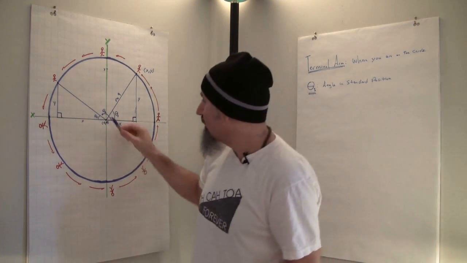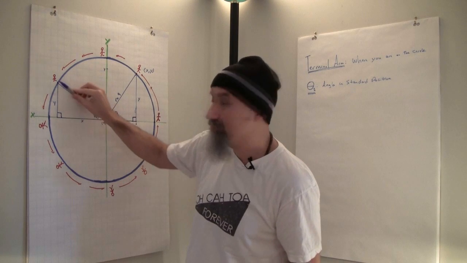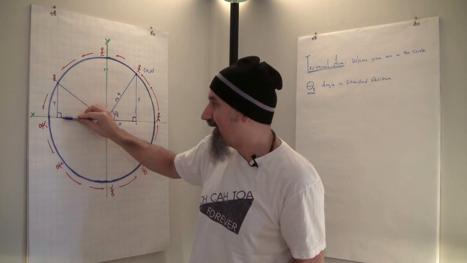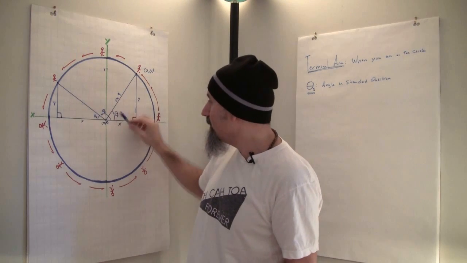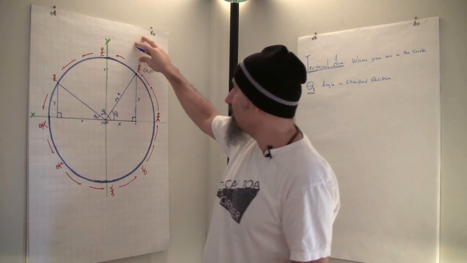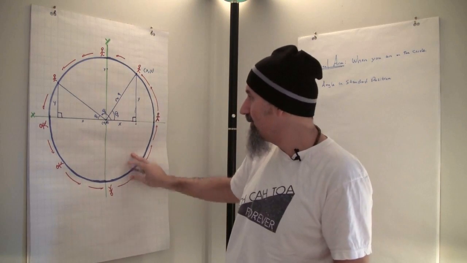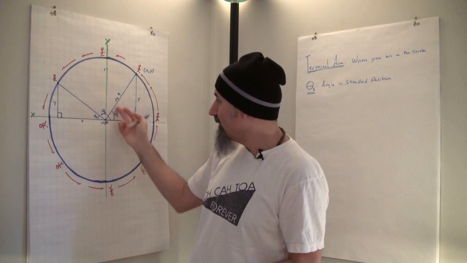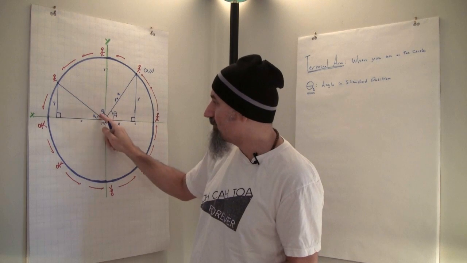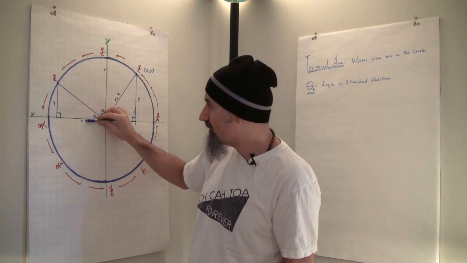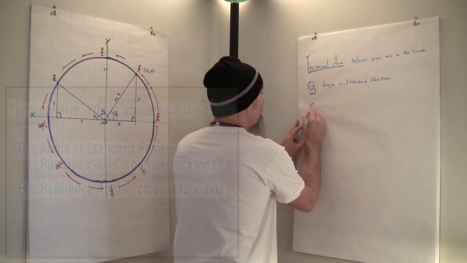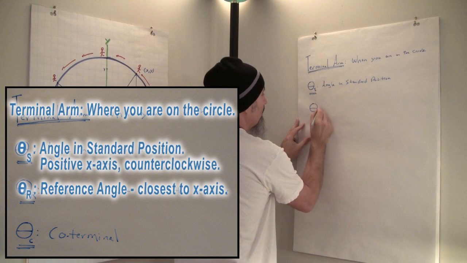Now, one of the other ways that we can figure out where we are, what the angle is to the terminal arm, is to measure the angle closest to the x-axis, right? So what we do here is the angle in this quadrant, and these are the four different quadrants that we have for this circle, right? This is quadrant one, quadrant two, quadrant three, and quadrant four, if we broke it up. So in here, this angle in standard position becomes the reference angle. In here, the angle in standard position is different than the reference angle, right? So the reference angle is just the angle closest to the x-axis, right? So theta r is reference angle.